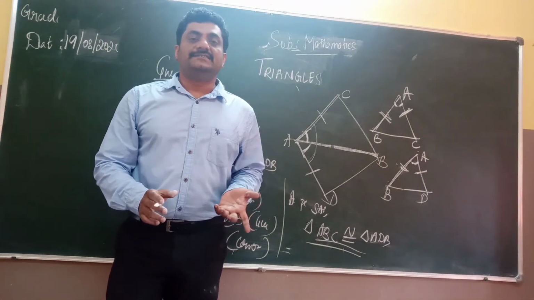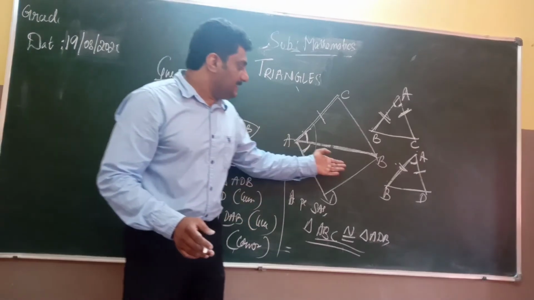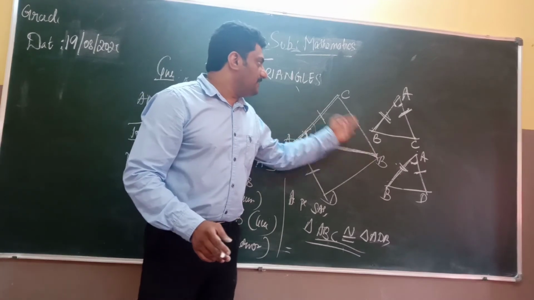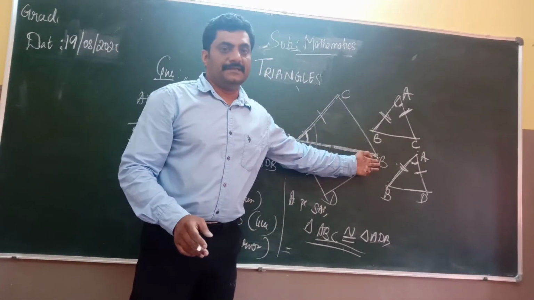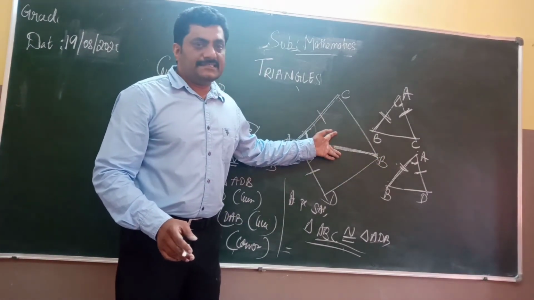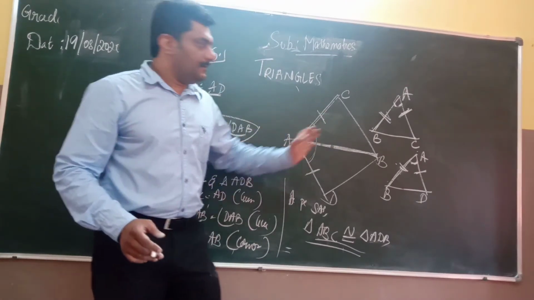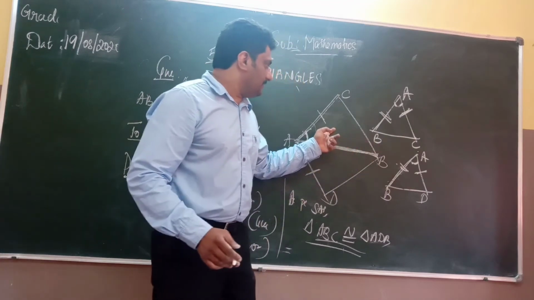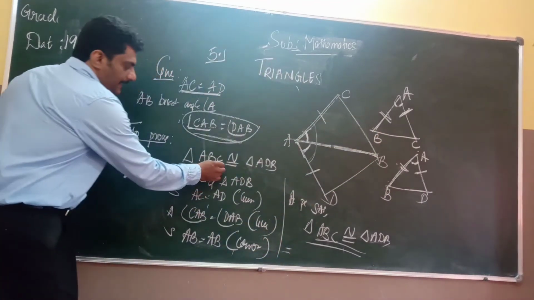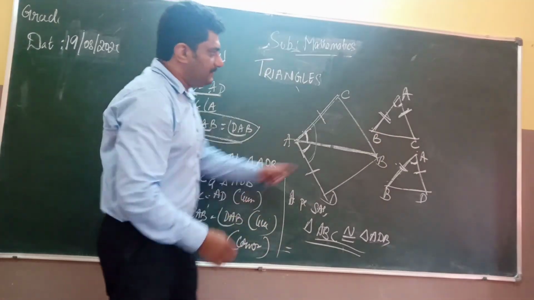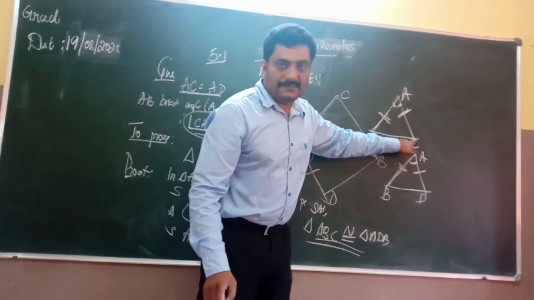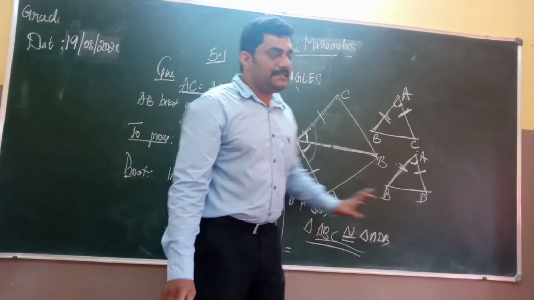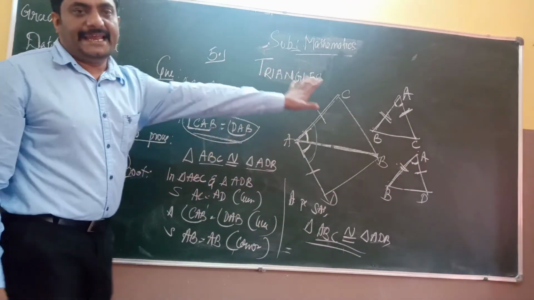What are they asking us to prove? They are asking us to prove that these two triangles are congruent, which are ABC and ABD. To prove this, just to make it simple, let's draw two different triangles. Same thing. They are asking what? ABC, ABD. See here? Write down these two triangles. Whatever is given, just enter there.